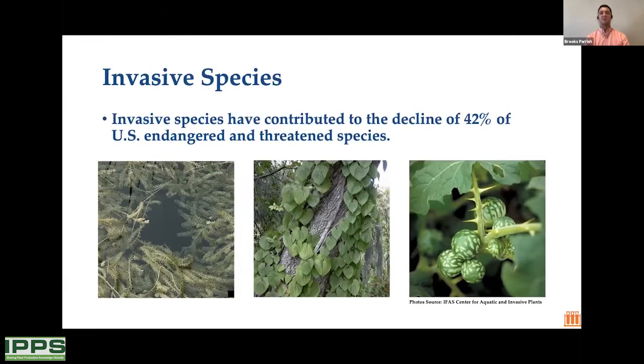So when you hear invasive species, it's likely that your mind wanders to things like hydrilla, air potatoes, or even the tropical soda apple. These 3 are among thousands of species that are causing economic, social, and environmental impacts across the globe. According to the US Forest Service, invasive species have contributed to the decline of 42% of US endangered and threatened species.